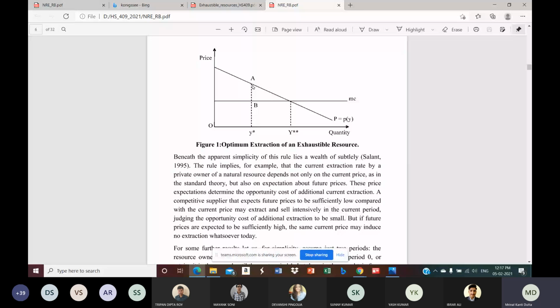So the price will probably be equivalent to this much. Okay, this much might be the price. So P will be equivalent to this MC plus UC. That should be the condition for optimal extraction of exhaustible resources.